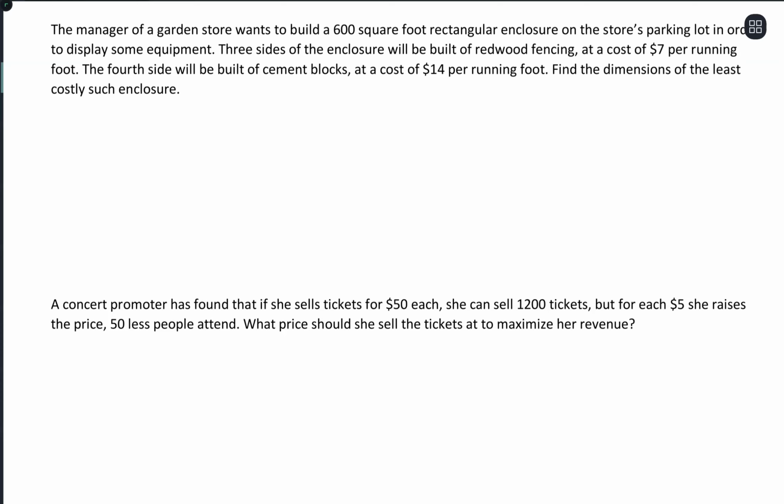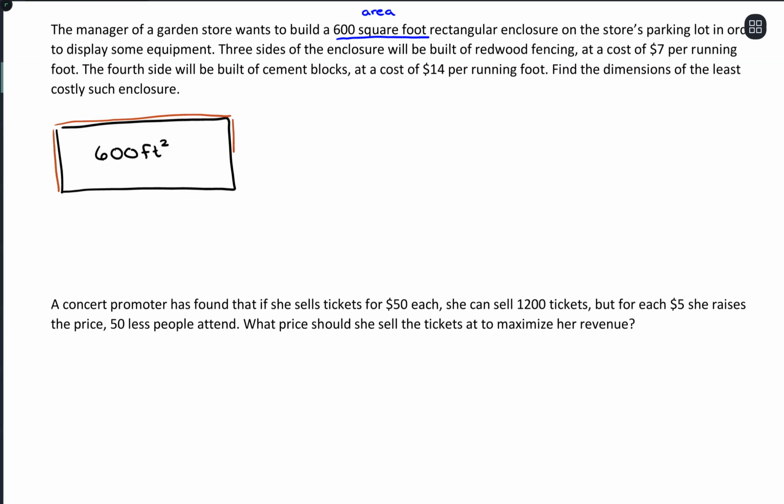So in this first example, we have the manager of a garden store who wants to build a 600 square foot rectangular enclosure. So what we have there is an area. I'm just going to go ahead and draw a picture of a rectangle with 600 square feet as the area, on the store's parking lot in order to display some equipment. 3 sides of the enclosure will be built with redwood fencing. I'm just going to highlight 3 sides with a red pen to show redwood, at a cost of $7 per running foot.